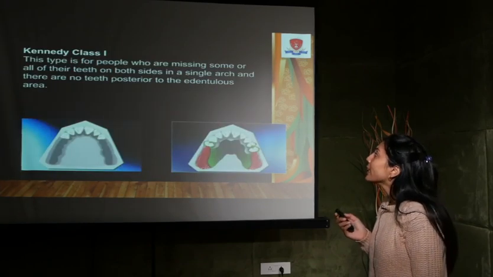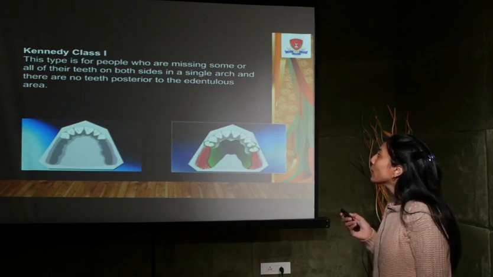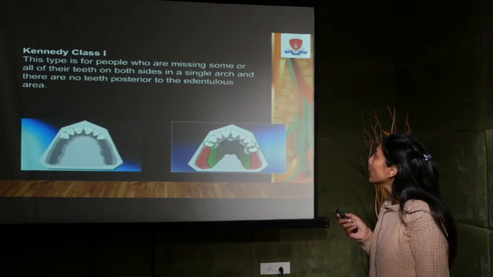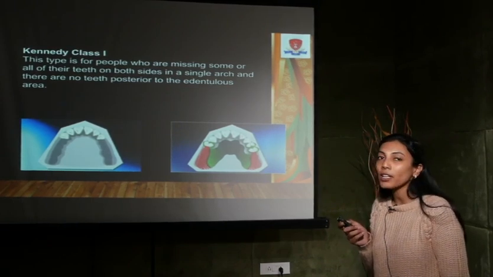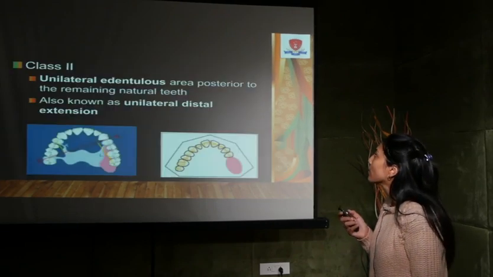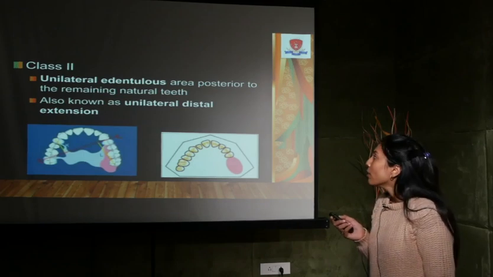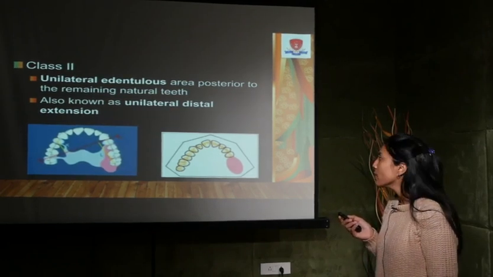So what is Kennedy's class 1? This is for people who are missing some or all of the teeth on both sides in a single arch, and there are no teeth posterior to the edentulous area. So bilateral missing teeth in the posterior edentulous area is Kennedy's class 1. In class 2, a unilateral edentulous space is present posterior to the remaining natural teeth. It is known as unilateral distal extension.